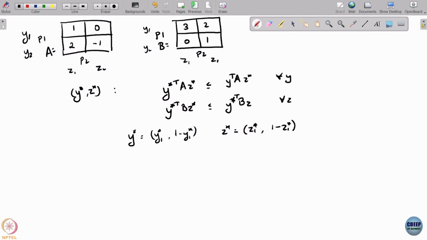Now, unlike before, we don't have this security type property anymore. Earlier we were able to compute y separately and z separately. Now y and z have to be found together.